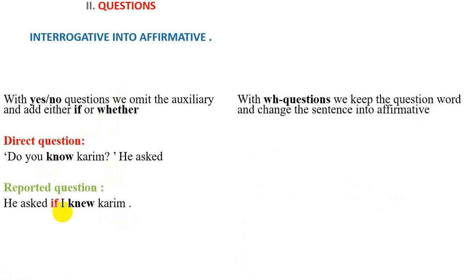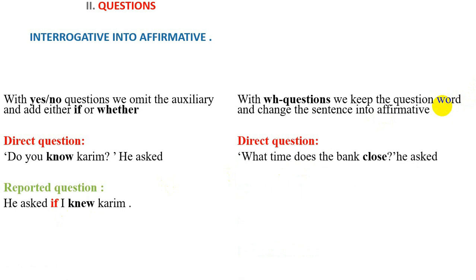Now let's see the WH questions. So with WH questions, we don't omit the auxiliary. Not the auxiliary. We don't omit the WH question. We keep the question word. Okay? We keep this question word. What time does the bank close? So can you answer here yes or no? Of course not. So you are asking here about what time.